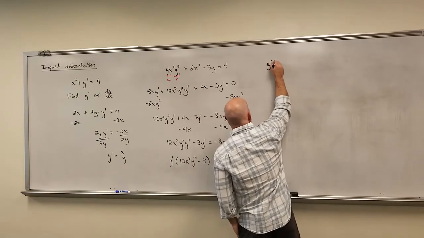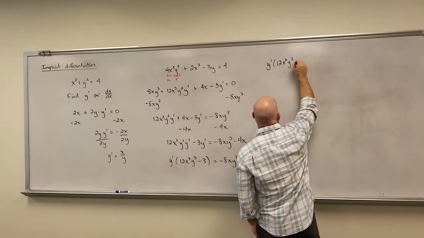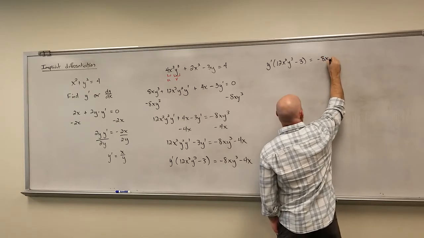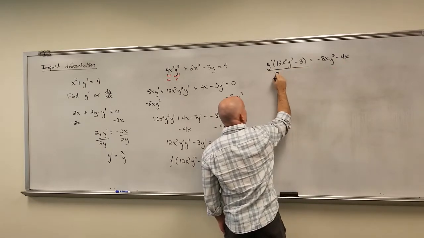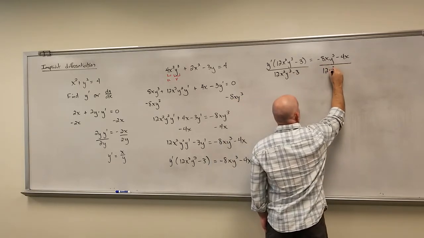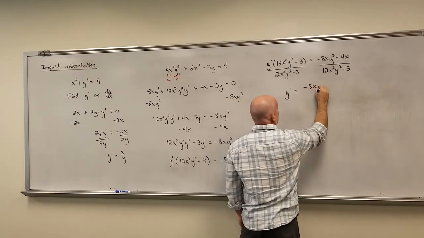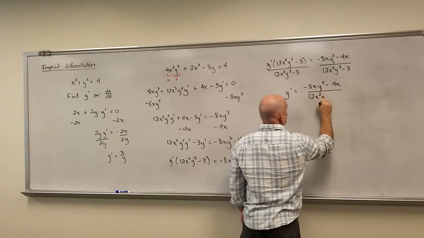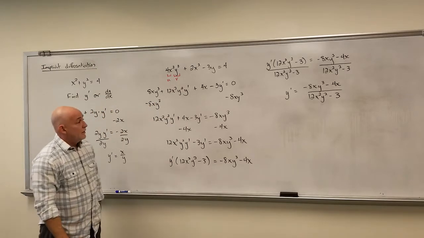So we have y prime times (12x squared y squared minus 3) is equal to negative 8xy cubed minus 4x. So all we got to do is divide both sides by whatever's in front of our y prime. Divide by 12x squared y squared minus 3. So there's our derivative. Y prime is negative 8xy cubed minus 4x, over 12x squared y squared minus 3. Okay, so there is our derivative.